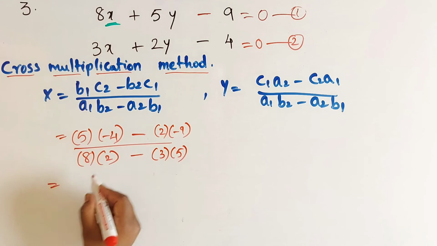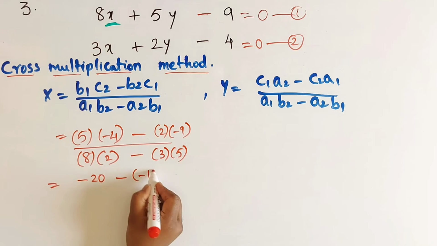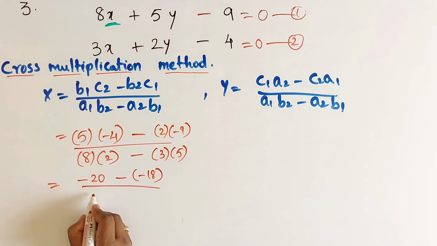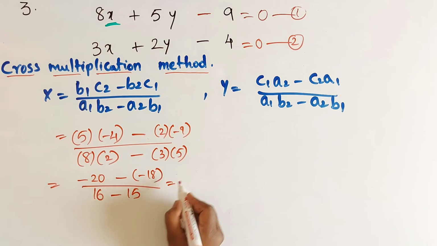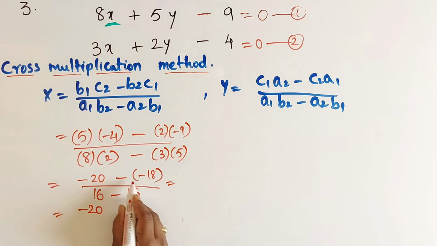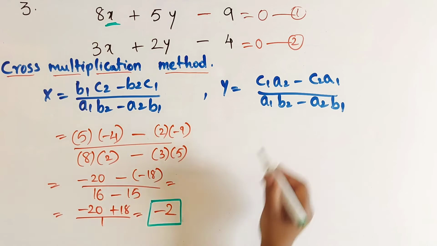Now this is 5 into minus 4, children, minus 20, minus of 2 into minus 9, minus 18, divided by 8 2s are 16 minus 3 5s are 15. Correct, children? Now this is minus 20 minus of minus 18, plus 18, divided by 16 minus 15, 1. Minus 20 plus 18, children, that is minus 2. So what is the x value? Minus 2, children. Now we will find out the y value.